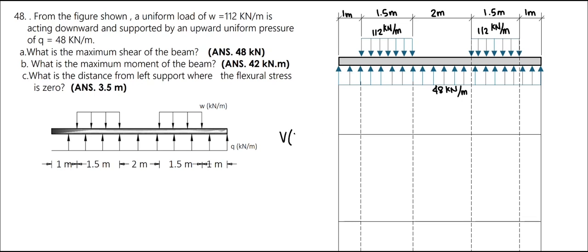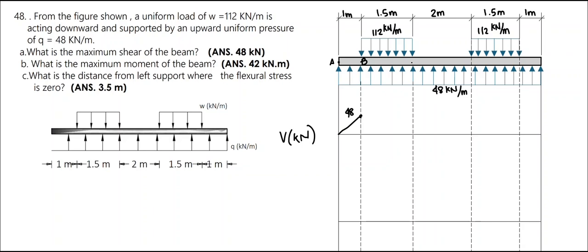Starting with the shear diagram, from this point to this point, let's call this segment AB. It has an upward uniform load of 48 kN per meter, so it would go up in a linear fashion since this is a uniform distributed load. The value here is equal to the area of this uniform load, that is 48 kN per meter times 1. So the shear at this point here is equal to 48 kilonewtons.